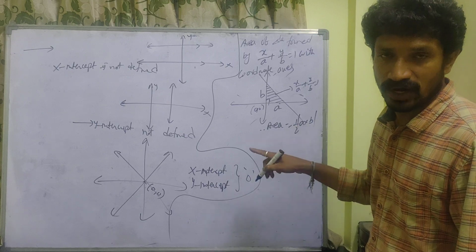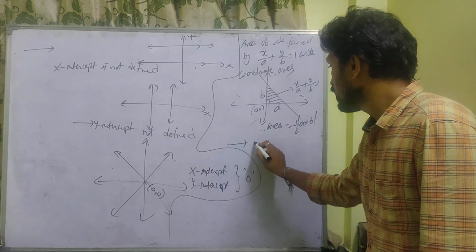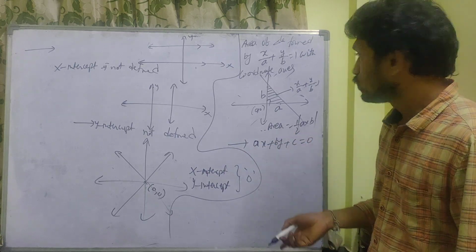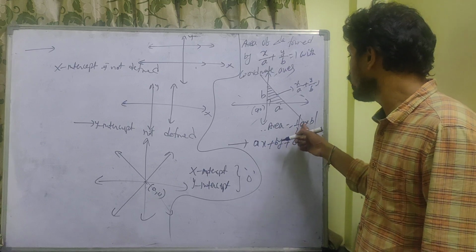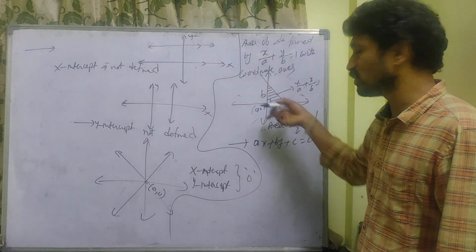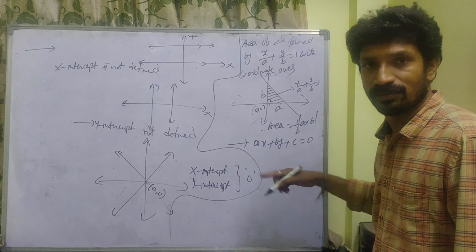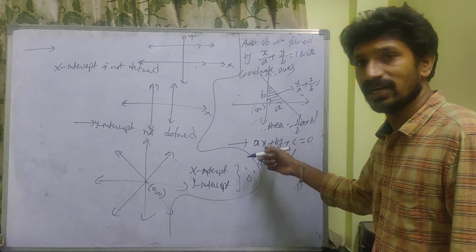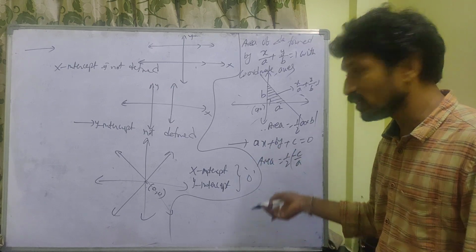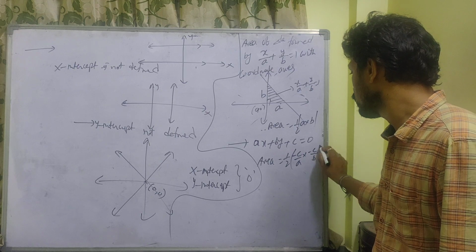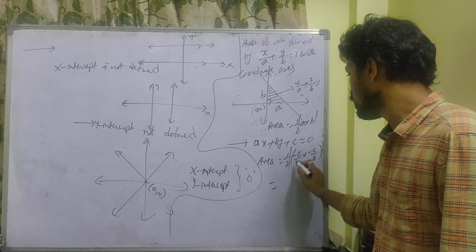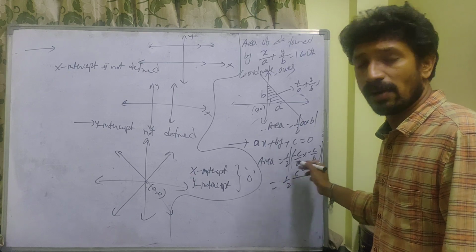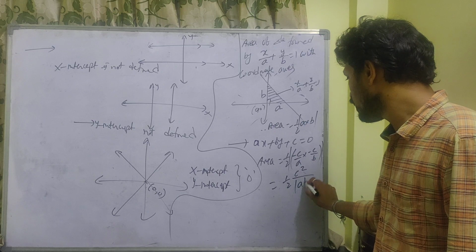Similarly, to find the area of the triangle formed by ax plus by plus c is equal to 0, the area is half into x-intercept into y-intercept. If you know the x-intercept and y-intercept, we can find the area. So the area is half into the x-intercept, which is minus c by a, into the y-intercept, which is minus c by b, with modulus. This is half into c square by a comma b, which may be positive or negative. We don't know, so to avoid the negativeness, keep the modulus.